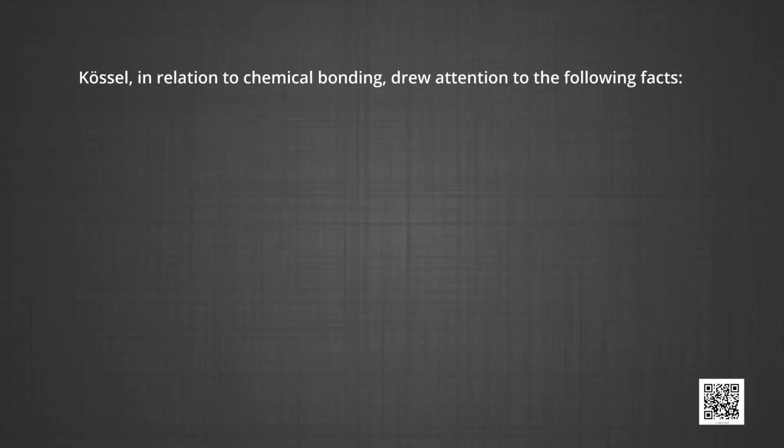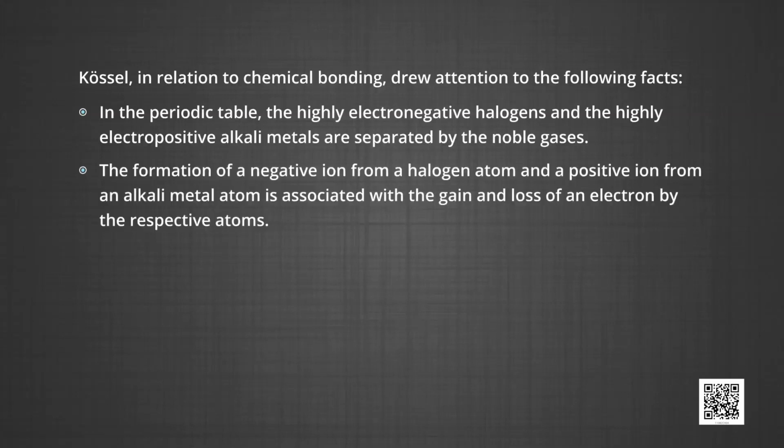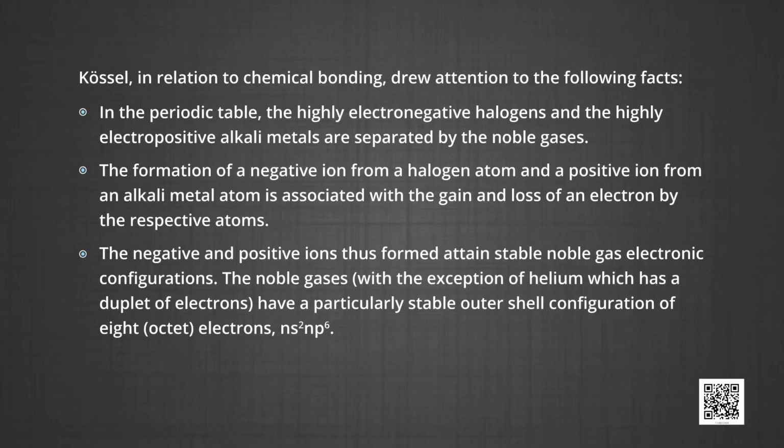Kossel, in relation to chemical bonding, drew attention to the following facts. In the periodic table, the highly electronegative halogens and the highly electropositive alkali metals are separated by noble gases. The formation of a negative ion from a halogen atom and a positive ion from an alkali metal atom is associated with the gain and the loss of an electron by the respective atoms. The negative and the positive ions thus formed attain stable noble gas electronic configuration.